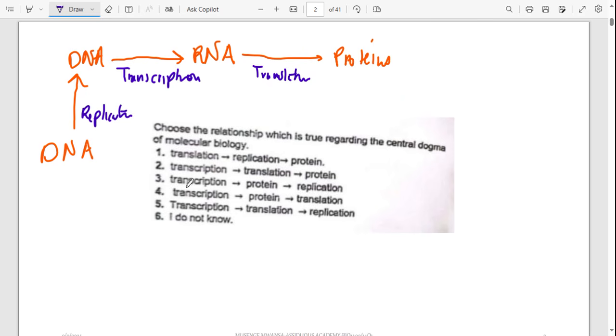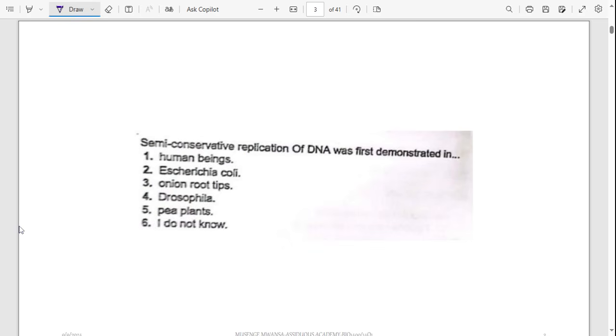So it is translation, replication, proteins. Is that true? Is it replication that forms proteins? No. Transcription, translation, then proteins. This is true, right? Because after translation, we have got proteins. Transcription, protein, no. Transcription, translation, then replication, no. Because replication is supposed to be the first one. Okay, so that is it for this one.